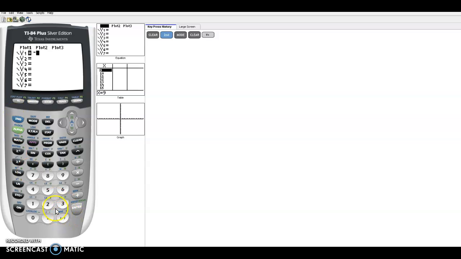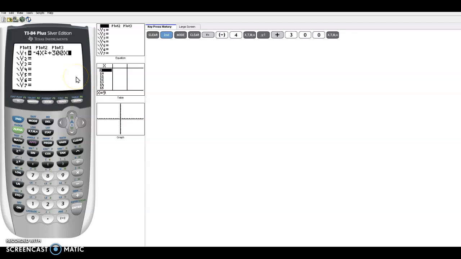So we already have our Y. We're going to have -4. Make sure you use the negative button down the bottom, not the minus. So -4x squared plus 300x.